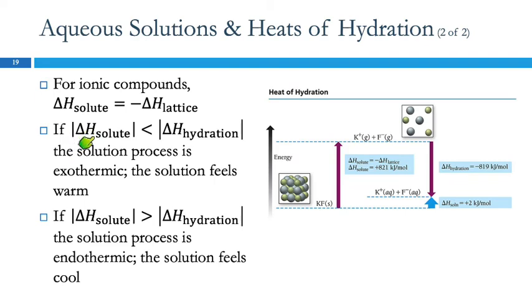So if the delta H for the solute is a smaller number than the heat of hydration, that means that the solution process is exothermic. The solution feels warm. The opposite case, we have the solution feeling cool. And so those like instant ice packs that you can get, you squish them around, there's something inside that breaks and then mixes together. So there's water in there and an ionic compound, and it's something that has an endothermic heat of solution. So when those mix, it absorbs energy and gets cold. Any questions?